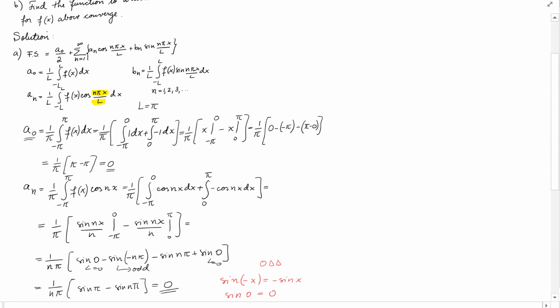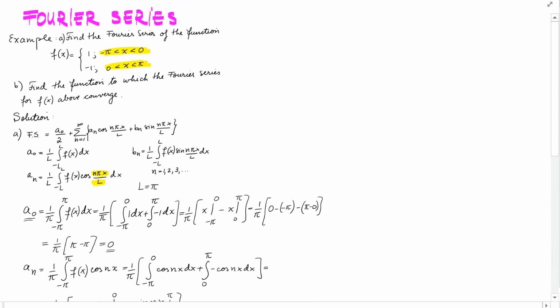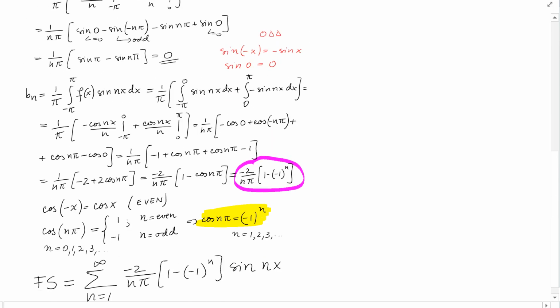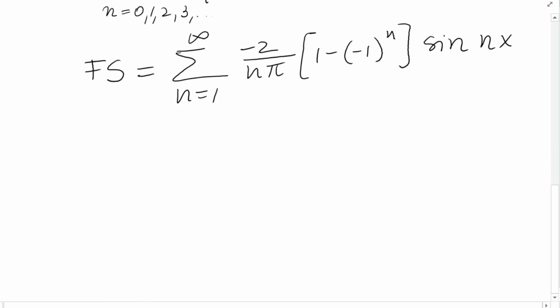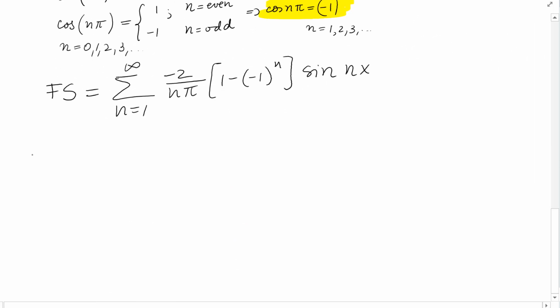Very interesting, right? We started with a function that was just 1 and negative 1 on some intervals, and we were able to write it in terms of the sine function. Now let's take a look at part B.